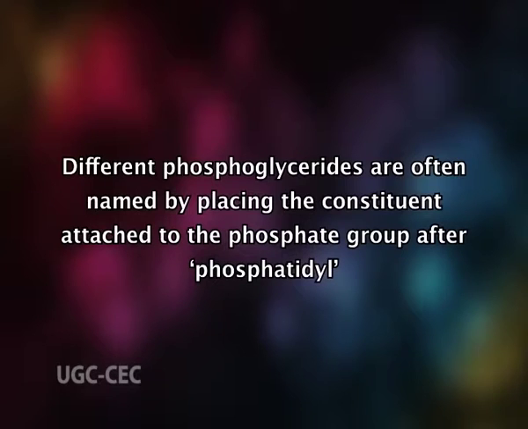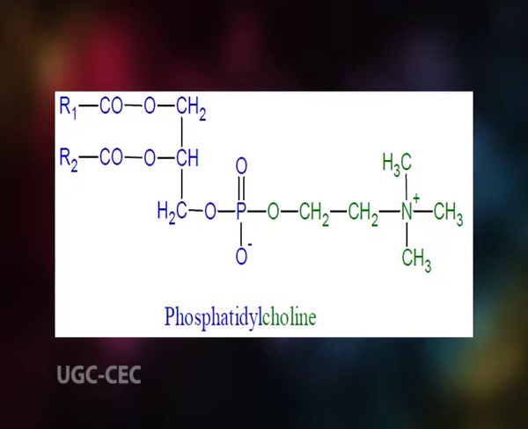Phosphoglycerides are derivatives of glycerophosphoric acid, which is also called phosphatidic acid. The different phosphoglycerides are often named by placing the constituents attached to their phosphate group after phosphatidyl. Example, phosphatidylcholine. There are many phosphoglycerides because of the possible variation in the fatty acid chains.